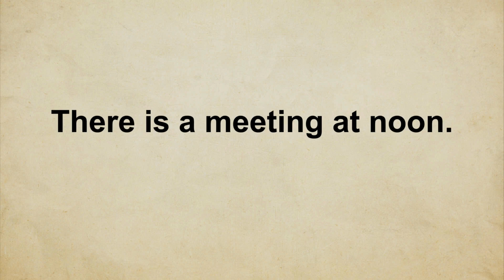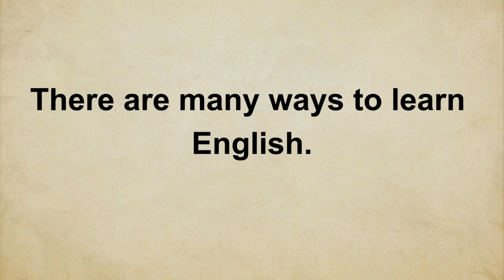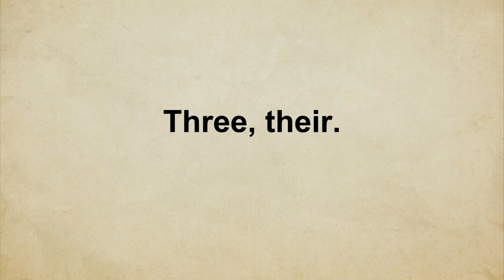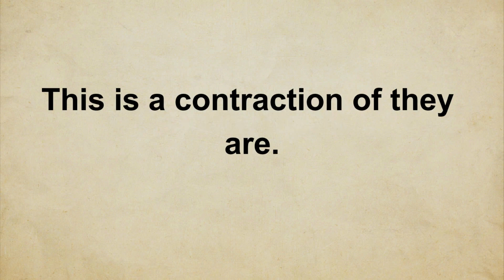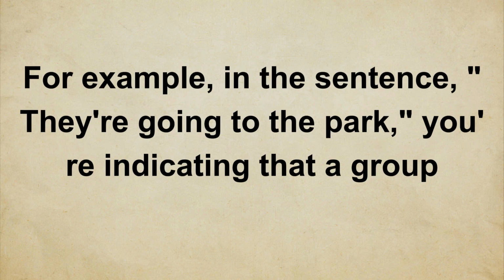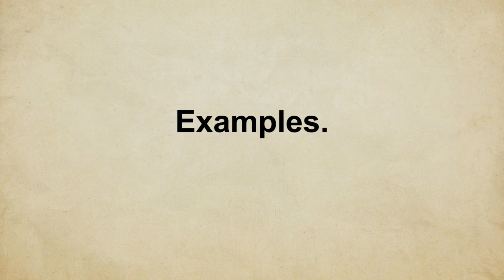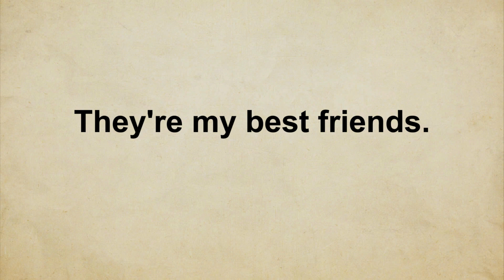Examples: There is a meeting at noon. Please put the book over there. There are many ways to learn English. 3. They're. This is a contraction of they are. It combines two words to make communication smoother. For example, in the sentence, "They're going to the park," you're indicating that a group of people is heading to the park.